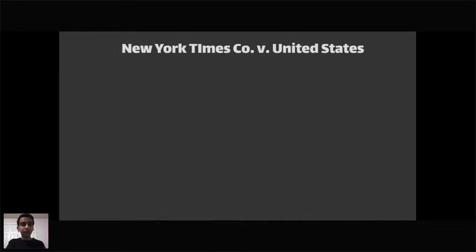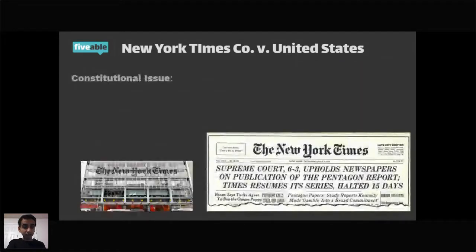Right down there at the bottom, you can see the New York Times article headline from when this case was finally resolved. The New York Times was the one publishing this, and that's why it really generated national attention. Obviously, the New York Times is a huge newspaper, a key staple in many people's households. So that's why it generated all that attention.